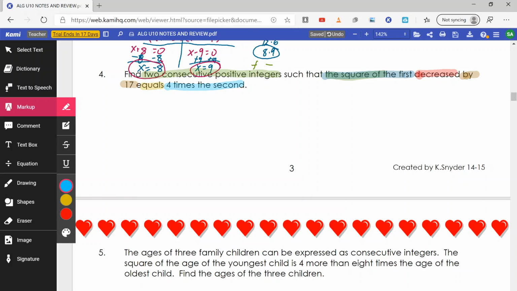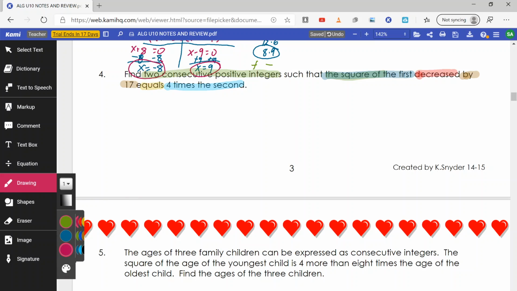So we got a whole bunch going on here. So two consecutive positive integers. So we don't know what the positive integers are. So x is the first positive integer. Now consecutive, there's no stipulation like even or odd, so the next one will be just one more. So x plus 1 is the second positive integer. So now we got to set up the equation here. The square of the first. So the first number is x. So that means x squared.